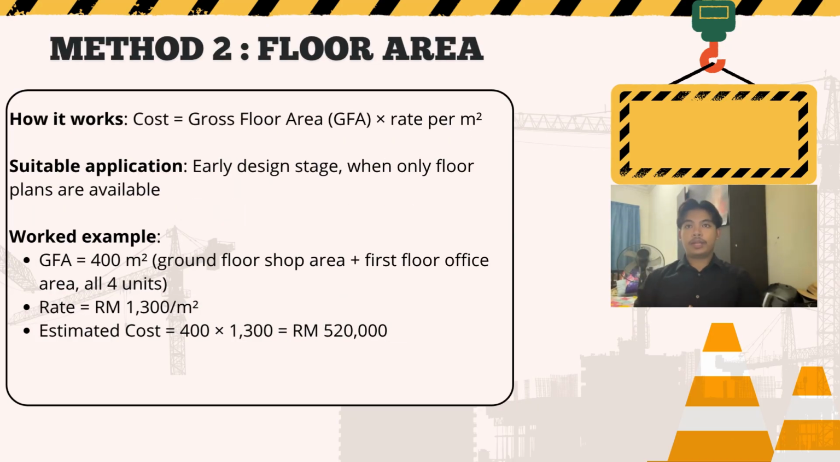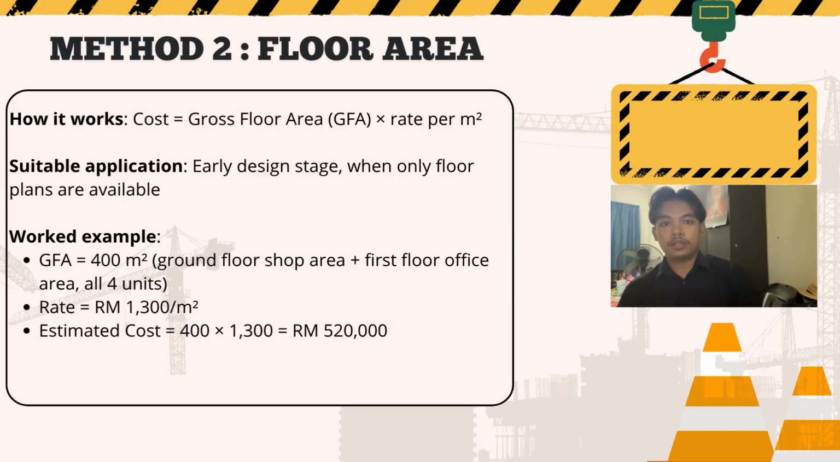The second method is the floor area method. This is the most commonly used approach, and here we take the gross floor area, or GFA, of the building and multiply it by a cost rate per square meter. This method is suitable especially at the early design stage when only floor plans are available, which is exactly our situation for this project, or for this assignment.